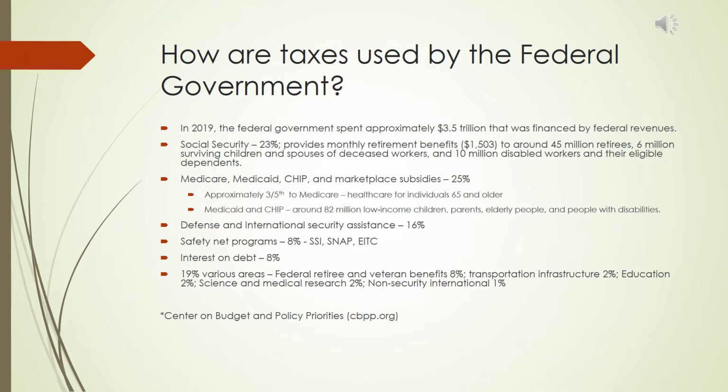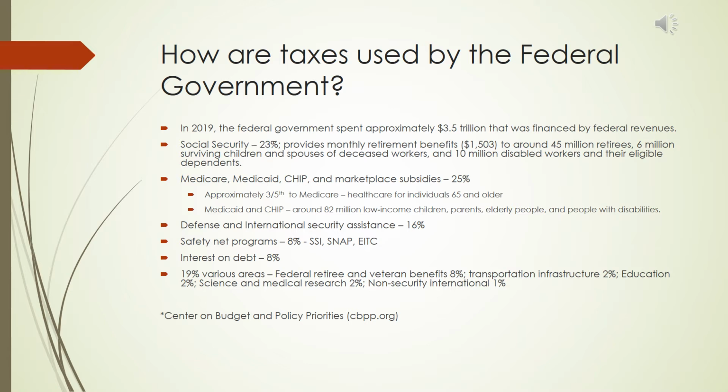How are taxes used by the federal government? Well, in 2019, the federal government spent approximately $3.5 trillion that was financed by federal revenues. Now, it's important to note that Social Security and Medicare are independent of FICA taxes or income taxes. But I thought it was important to include this information to know what money is being spent by the government and how.